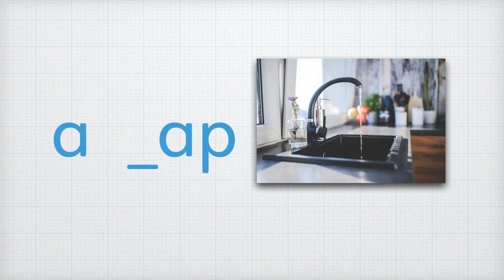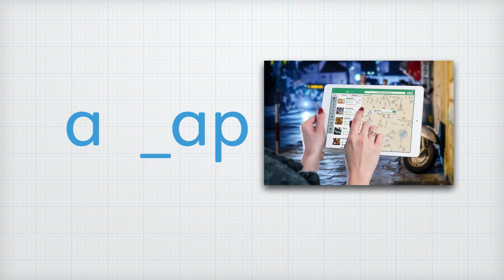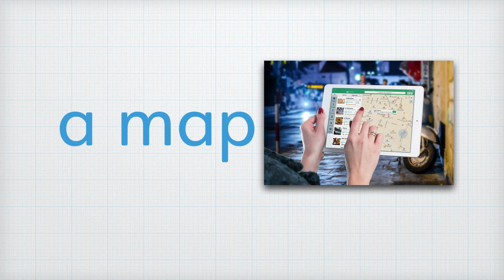A tap. Which letter is missing? A T. Tap. Letter T. A map. Map. I'll go on. A map. Letter M.